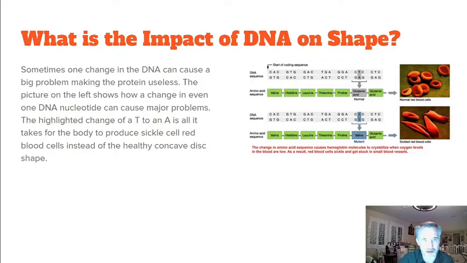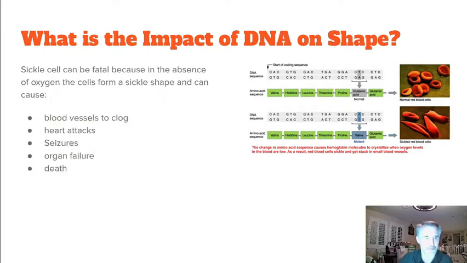The picture on the right shows how the change even in one DNA nucleotide can cause major problems. The highlighted change of the T to an A, right, is all it takes for the body to produce something called sickle cell red blood cells instead of healthy concave disc shapes that I mentioned before.